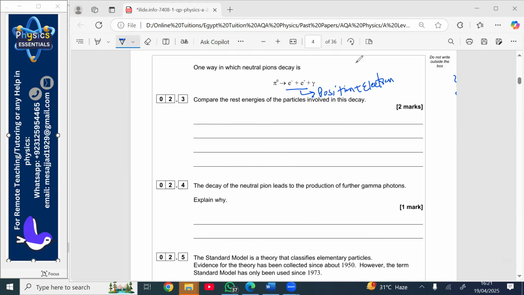So you will write: this interaction shows creation of a particle antiparticle pair.